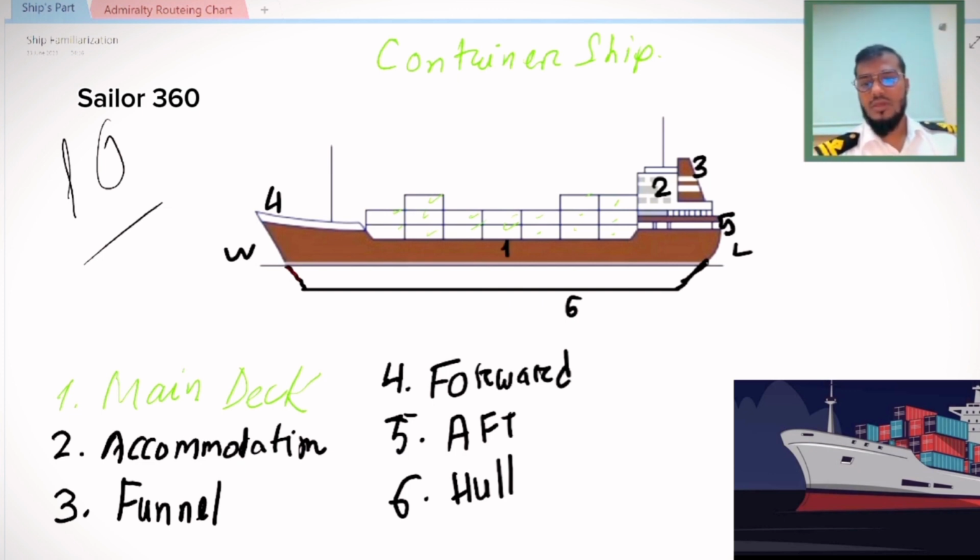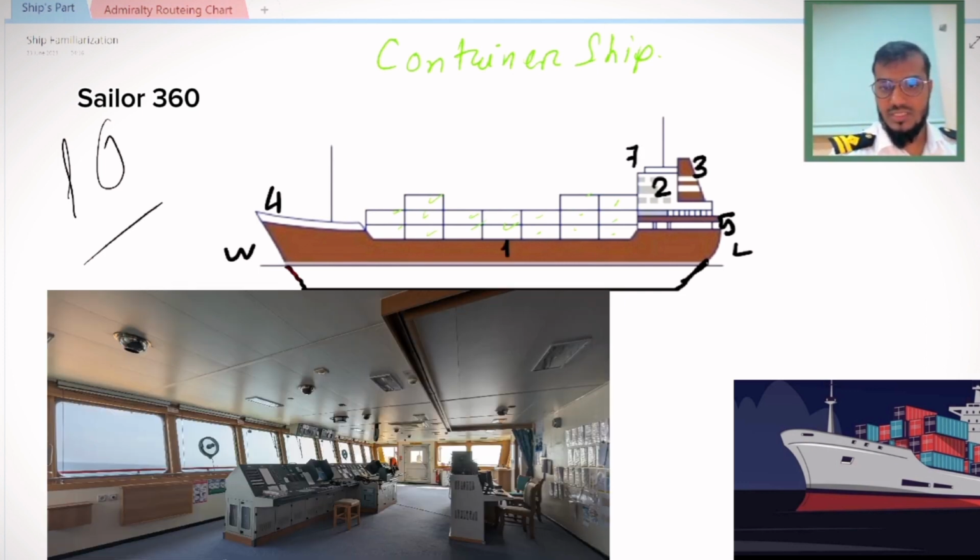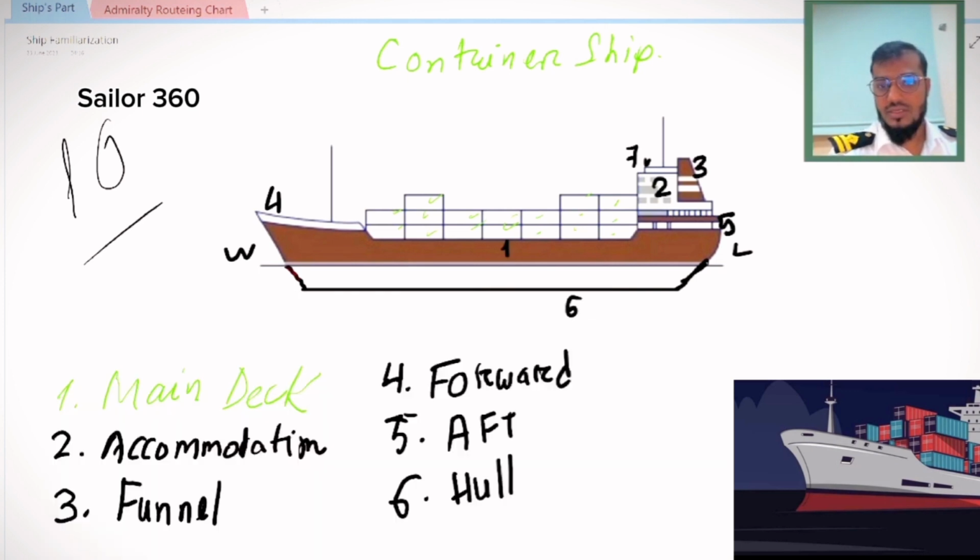We learned main deck, accommodation, funnel, and then forward part, aft part, and the hull of the ship. And now we want to know which is the bridge from where ships are navigated. As I told you before as well, this is the one. Number 7, we can mark it. This is the room from where ships are navigated.